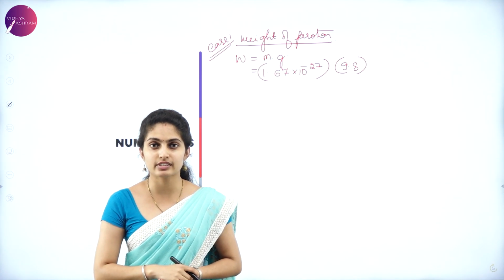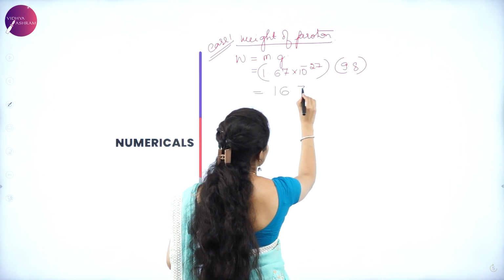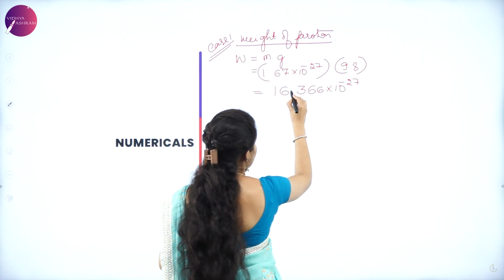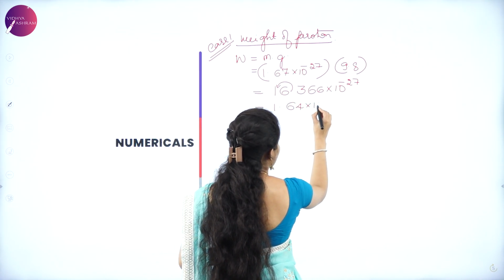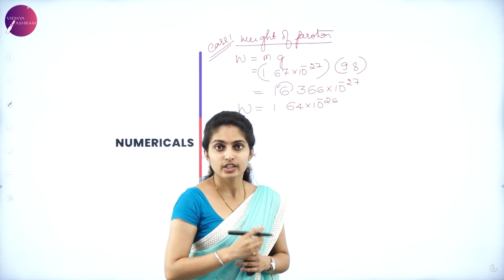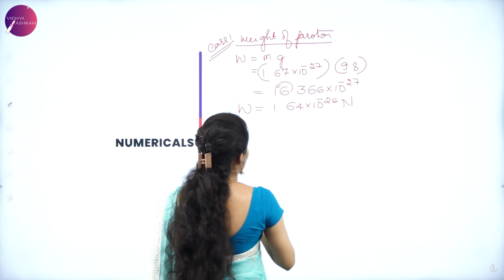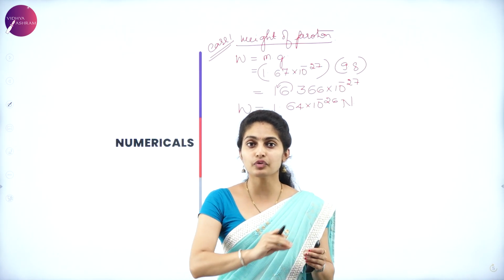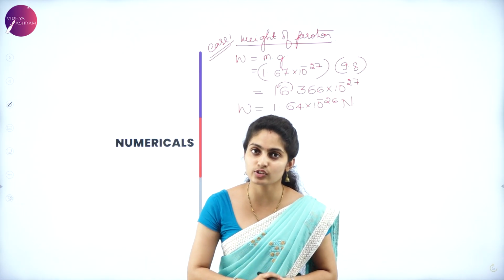So what are we left with? The value will be 16.366 × 10^-27. Just shift your decimal place, so it becomes 1.64 × 10^-26. It is weight that we are calculating, so the unit is Newton. Now we have got the weight of the proton, and in the question they told us the weight of the proton is equal to the electrostatic force. Then we have to calculate the distance of separation.